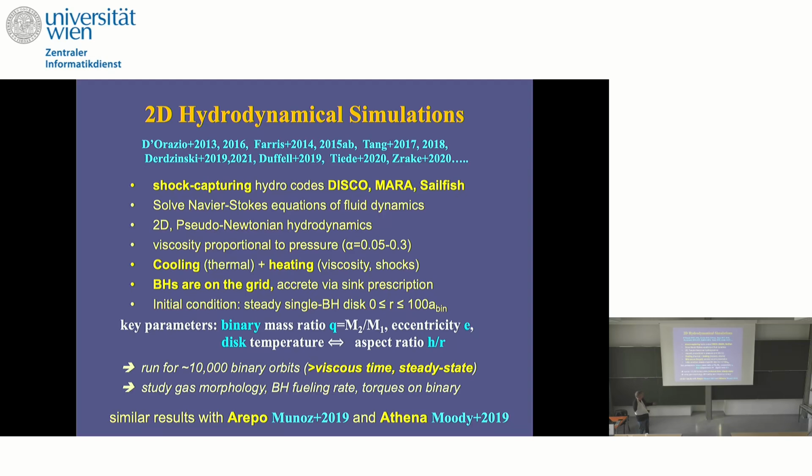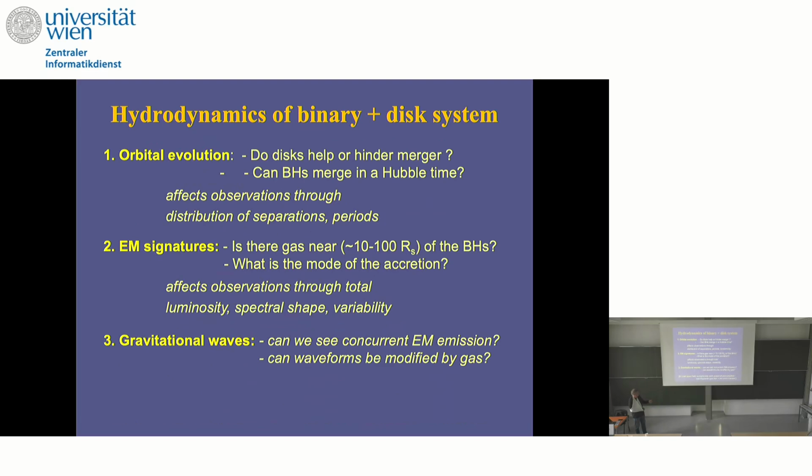Then in this setup, there are really only 3 interesting physics parameters. One is the mass ratio, black hole 1 versus black hole 2. That's called Q. The eccentricity of the binary, which is E. And then the disk temperature initially, or equivalently the aspect ratio H over R.